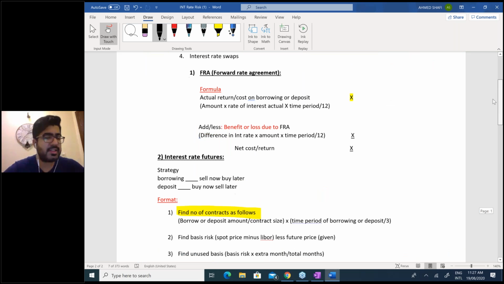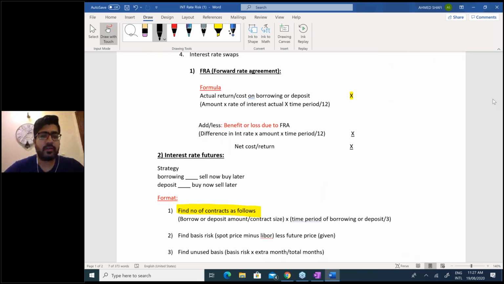In FRA, the formula is just two things: actual return on deposit or cost of borrowing, depending on whether it's a borrowing case or a deposit case. The formula states amount into interest rate into time period over 12, and add or less benefit or loss due to FRA. How do you judge benefit or loss due to FRA? You take the difference in rates, what FRA provided you versus what you got, into amount into time period over 12. Accordingly, add or less benefit or loss, so you get the net cost or net return.